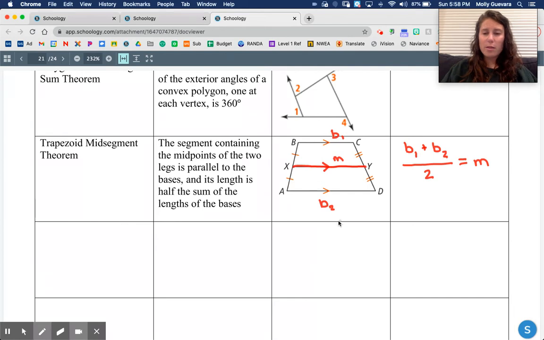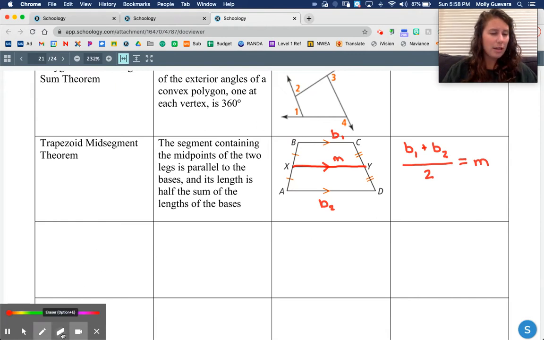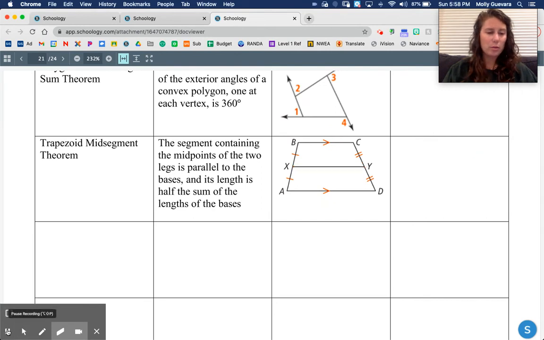That's something we use quite a bit when solving problems, because it helps us either find the length of the midsegment, or find the length of one of the bases if I do know the length of the midsegment. So that's our only theorem. The only other thing we're going to look at is our properties of kites and trapezoids.